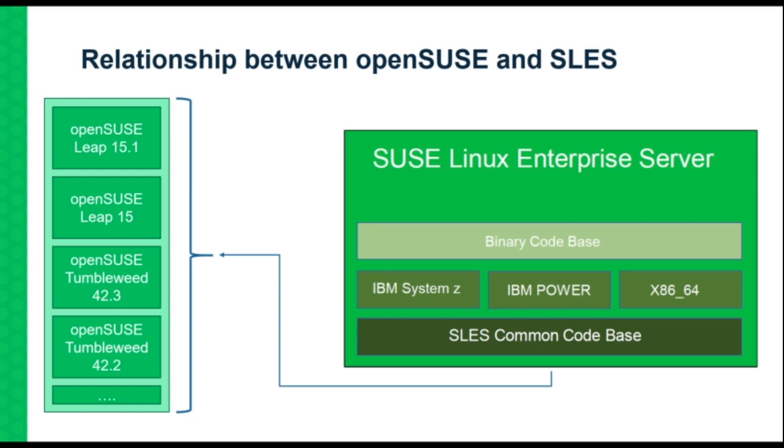Next, let's have a look at the relationship between openSUSE and SLES, SUSE Linux Enterprise Server. Here's an example on the left-hand side. You will see we've got openSUSE Leap with its different versions, major and minor releases. The same goes for Tumbleweed. The relationship between all of them is that they are using the same SUSE Linux Enterprise common code base. SUSE Linux Enterprise is designed to run on IBM System z, IBM Power, and Intel-based systems.